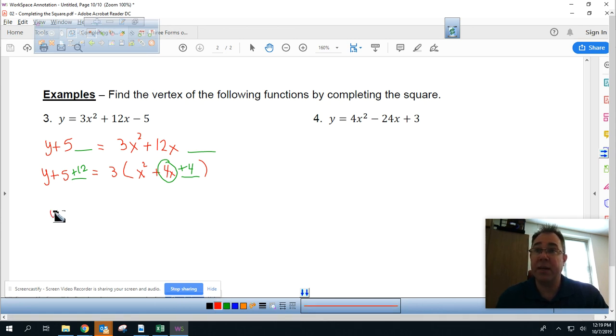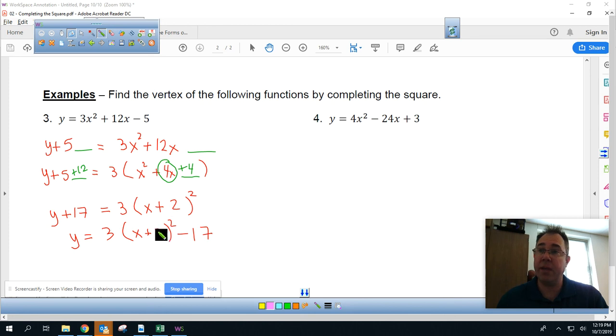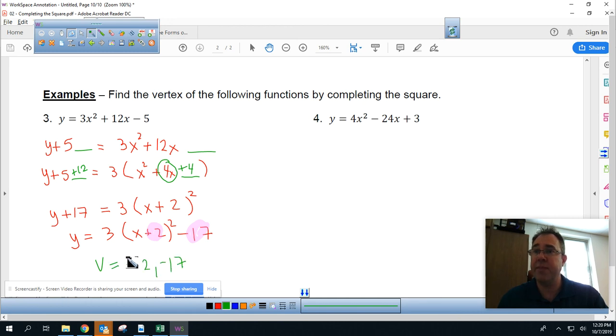All right, on the left side, let's combine like terms. If I add a plus 5 and a plus 12, I get 17. On the right side, leave A alone and write everything else with your perfect square. X plus, and it's always the half of the middle number, 2. Last step is to rewrite your equation correctly. Move 17 to the other side. 3 parentheses x plus 2 squared minus 17. And now my vertex is staring at me. Negative 2, negative 17, and I'm done. So on this problem, my vertex is negative 2, negative 17. Put it as an ordered pair because that's how we write points.